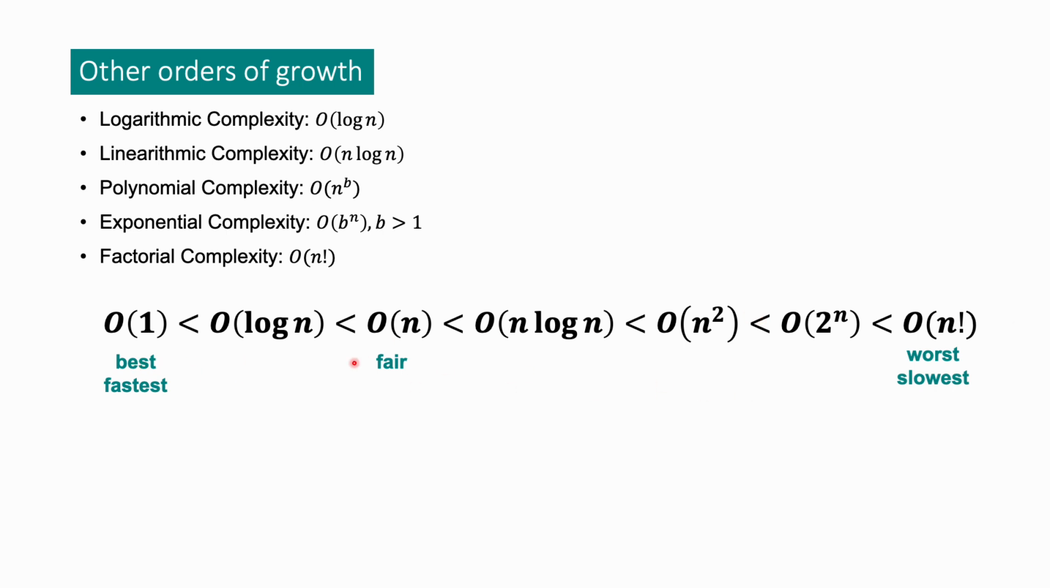What does this mean? This means that the fastest is O of 1. Next is O of log of n. Next is O of n, which is linear. Next is O of n log n. O of n squared, O of 2 raised to n, and the worst or the slowest is O of n factorial. Okay? So if it is O of 1, it's the best, so it's the fastest. And then it gets worse as the complexity goes larger.